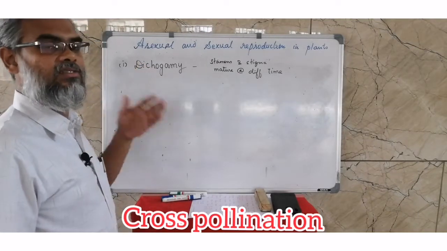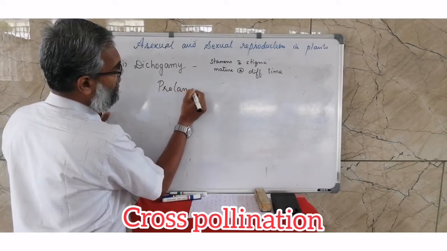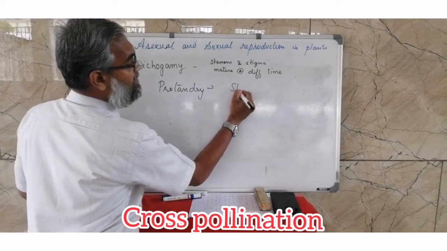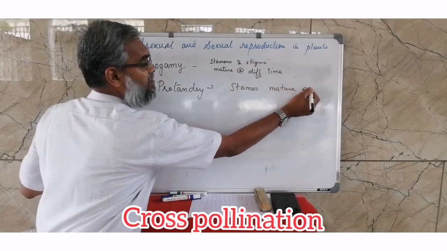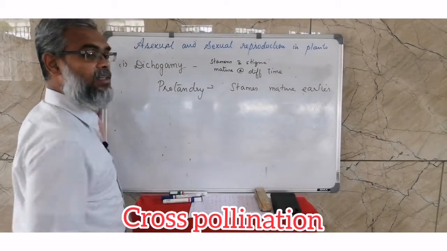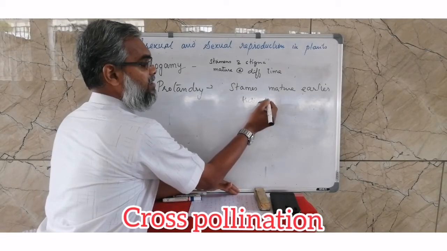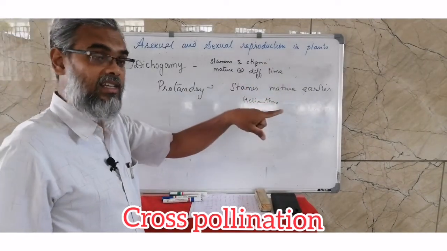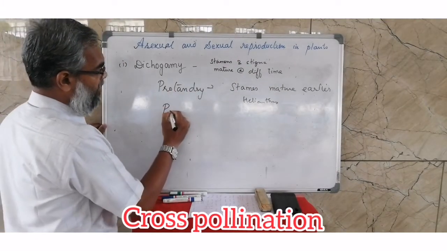So in this we have two types. One is protandry. Protandry, here stamens mature earlier than the stigma. Helianthus, our sunflower. In the sunflower plant, stamens mature earlier than the stigma. That is said to be protandry.